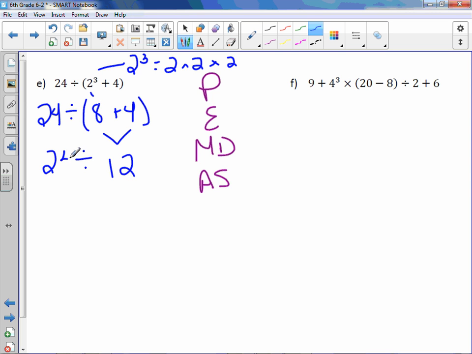Bring down the 24 divided by. And now I have division left. 24 divided by 12 is 2, and there is nothing more to do.